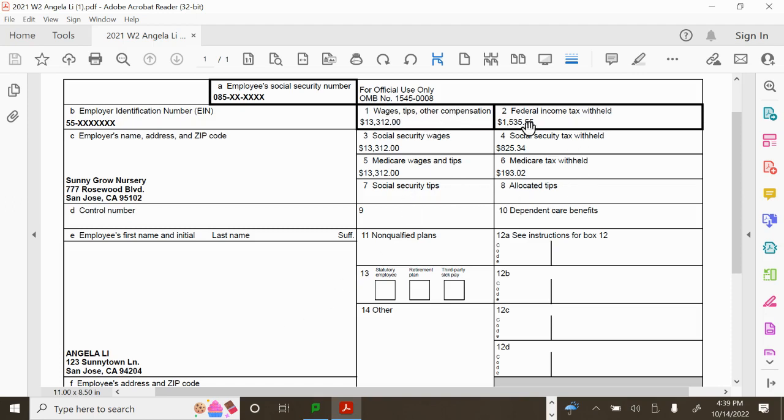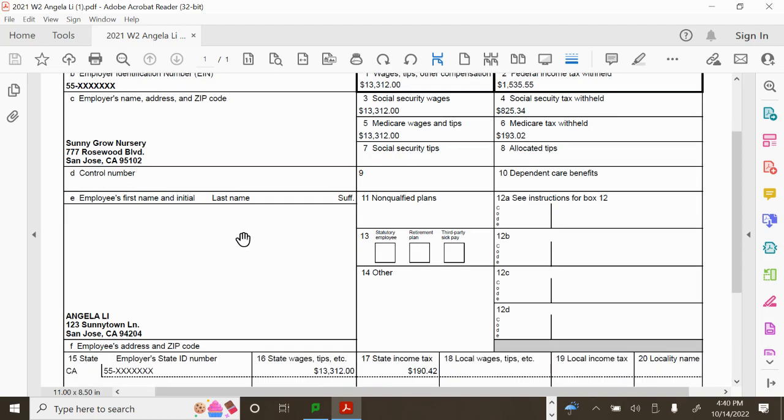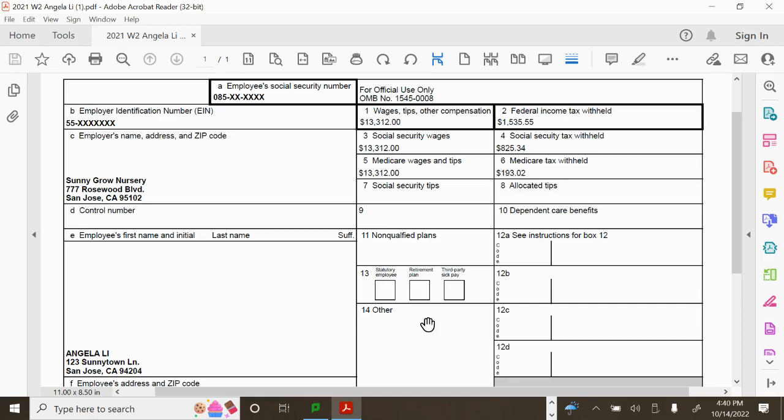And we can see her income that she's made in box 1. We can see the taxes that have been withheld in boxes 2, 4, and 6. We can see her social security number and her employer. And if she had more than one employer, she would get more than one W-2, and we would have to report the income from both. You also sometimes have state information that you use when you file your state income taxes, but you always start with federal, so that's what we're going to go over.